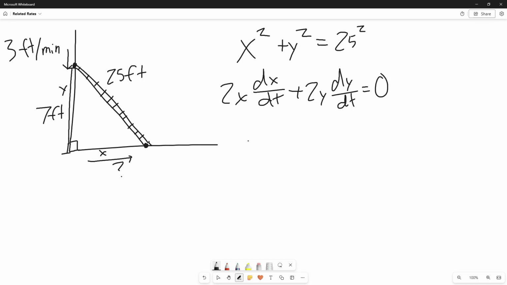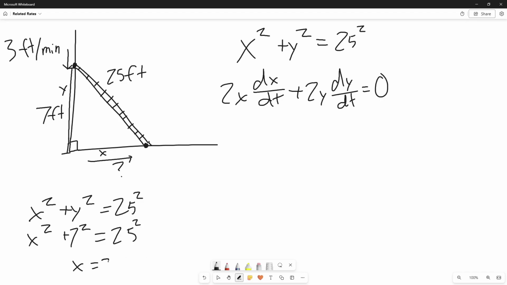All we need to find is x, and we can use our Pythagorean formula. So x squared plus y squared is equal to 25 squared, and plugging in 7 for y, we get x squared plus 7 squared equals 25 squared. And if you do all your math, you get x squared plus 49 equals 625. You get x equals 24 feet. So now we have all our variables to plug in to find dx over dt.